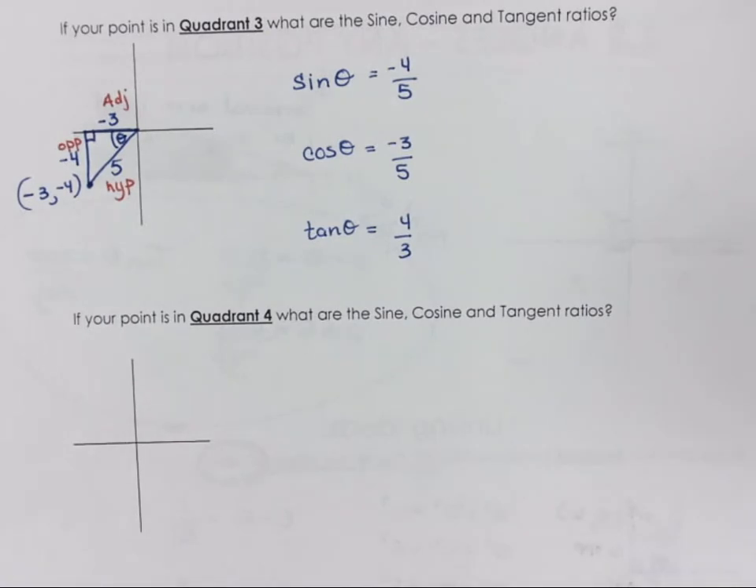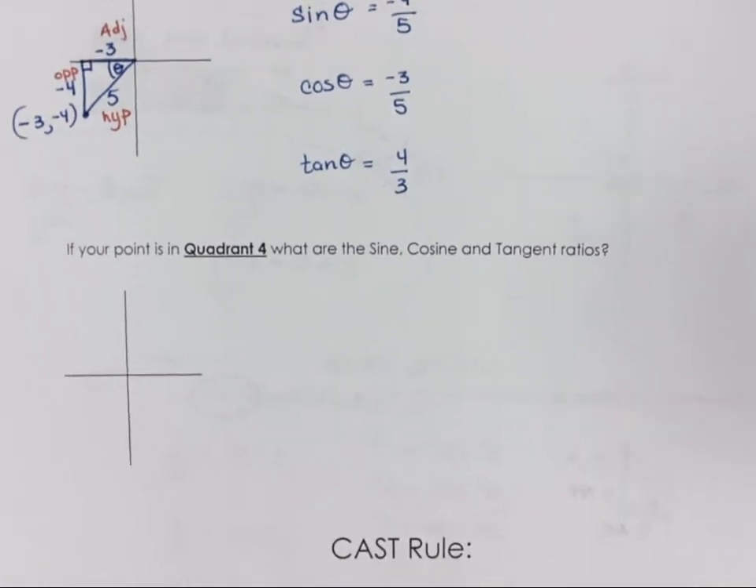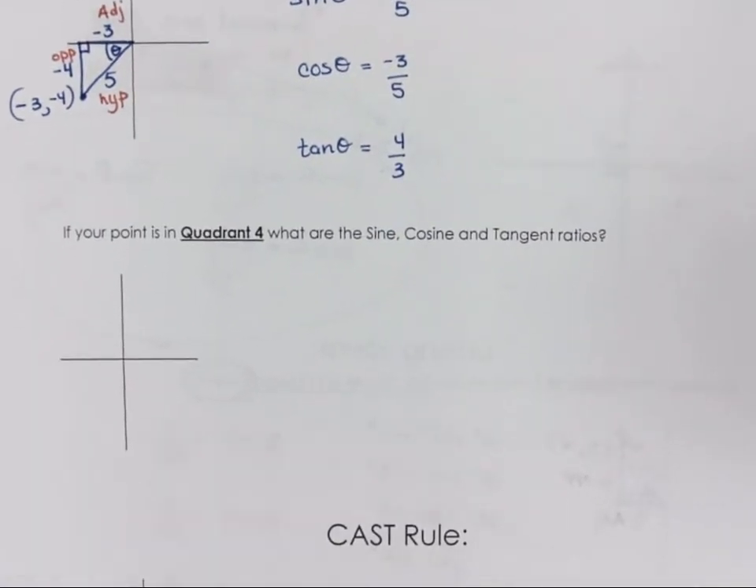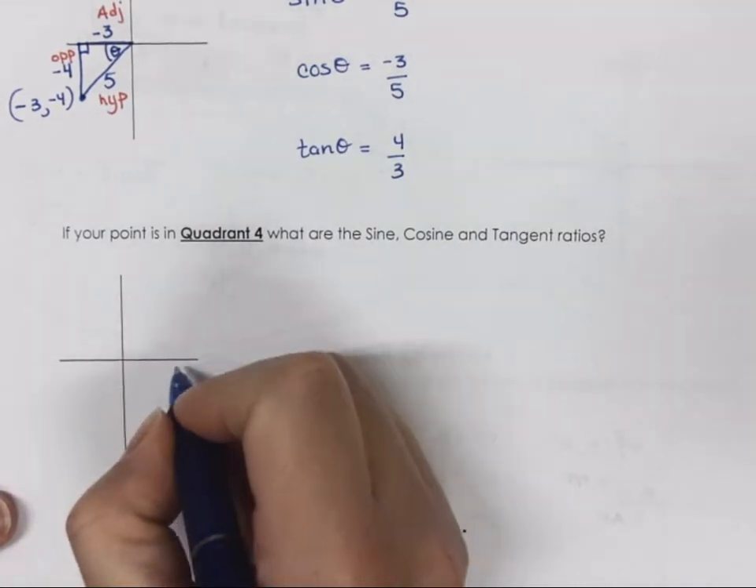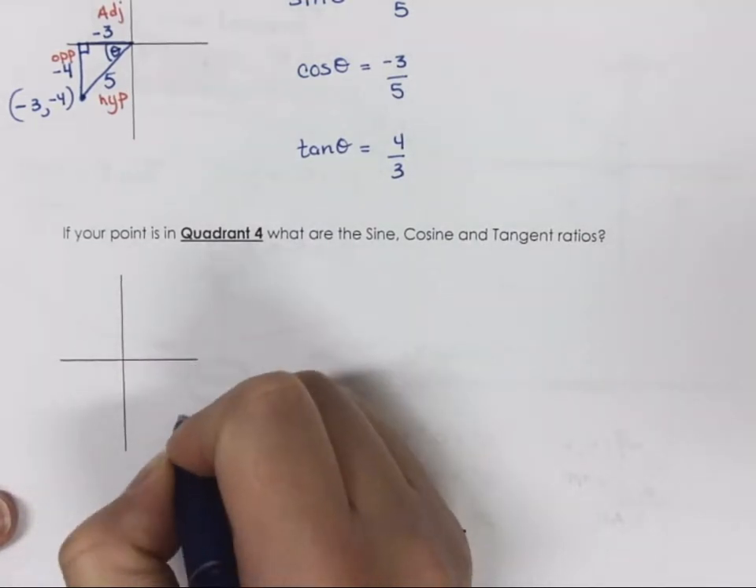Okay, quadrant 4, last quadrant. What's a point in quadrant 4? Okay. You guys like to challenge me. Okay, 5 and -4.